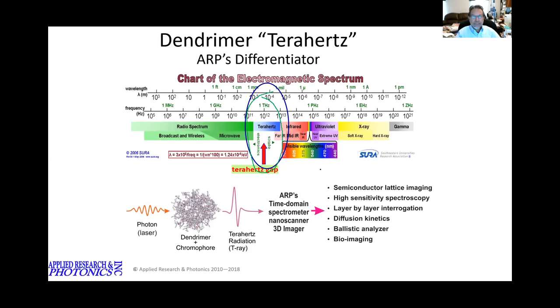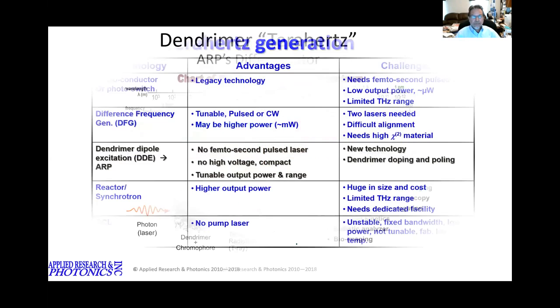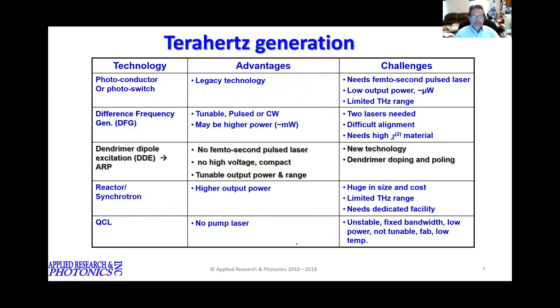The way we generate terahertz is simple, as this cartoon shows here. We have a nanomaterial, what we call a dendrimer, which is a polymeric nanomaterial. Once we dope that dendrimer with a chromophore, then we can excite the dipoles with another wavelength, and that gives us the terahertz. There are other methods of terahertz generation.